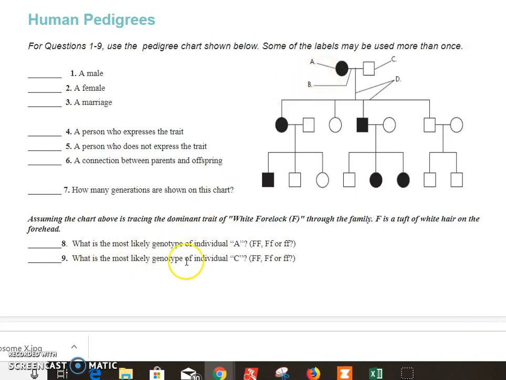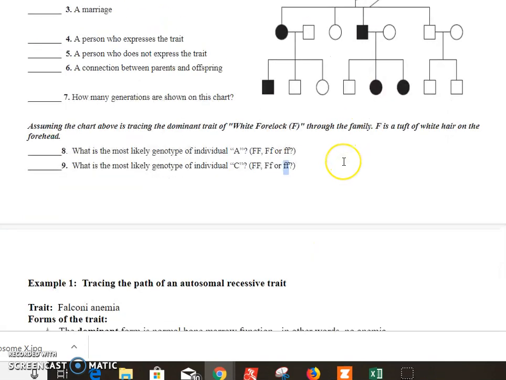Second one here, or number 9, pardon me, what is the most likely genotype of individual C? You should have had homozygous recessive for this one here, lowercase f, because he is unaffected, and the only way to be unaffected is to have both those lowercase alleles. Okay, let's scroll down a little bit.